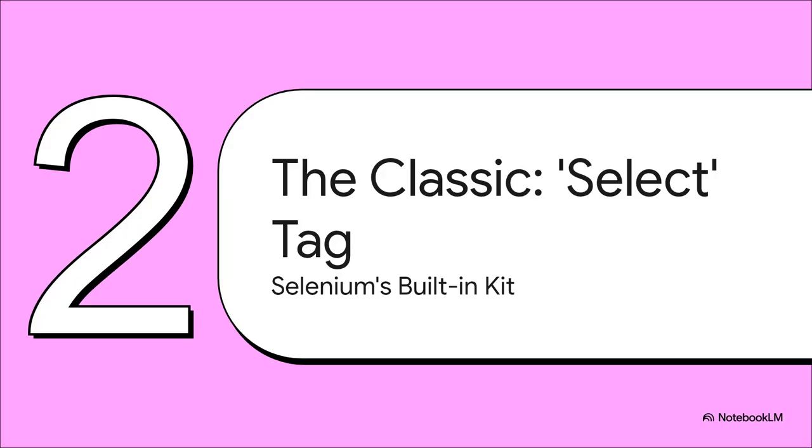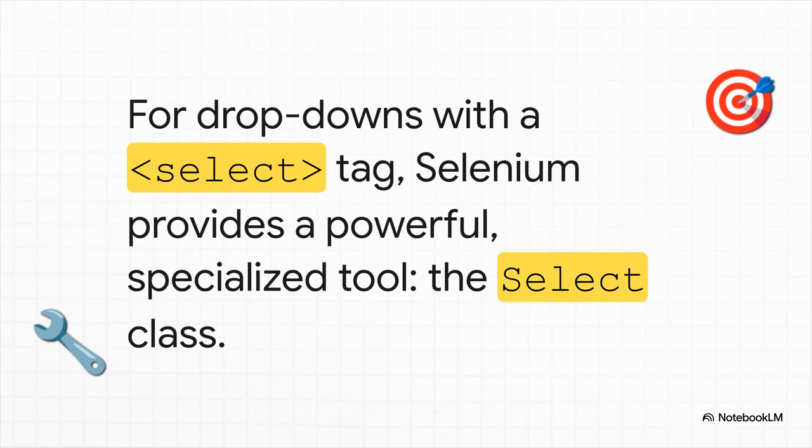Okay, so let's start with the classic. When you see that friendly old select tag, you're in luck, because automation frameworks like Selenium have a specialized tool built just for this. This tool is the select class. Think of it as your best friend for these old school dropdowns. It's designed specifically for them, which means you don't have to reinvent the wheel. It just gives you a bunch of powerful, direct methods to get the job done.